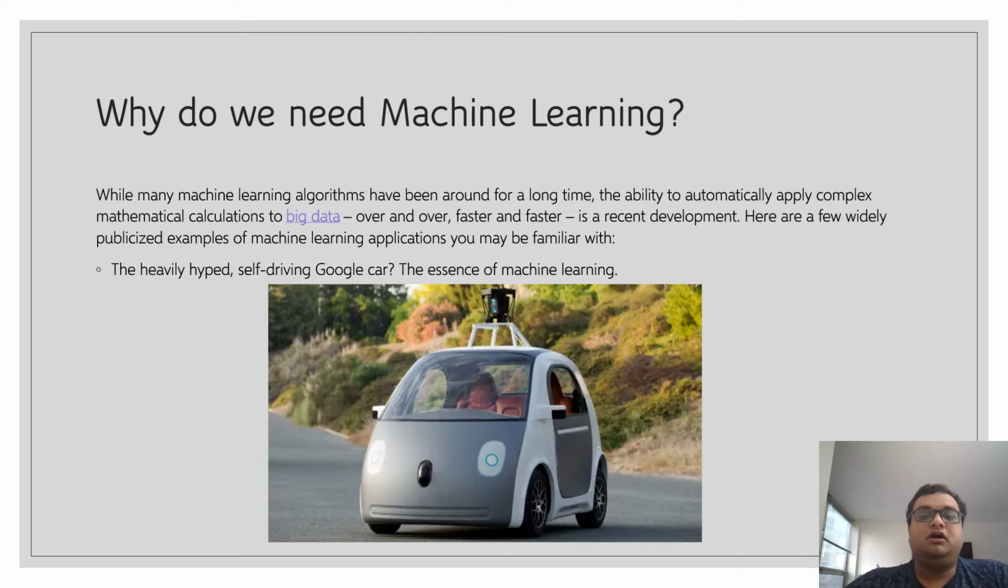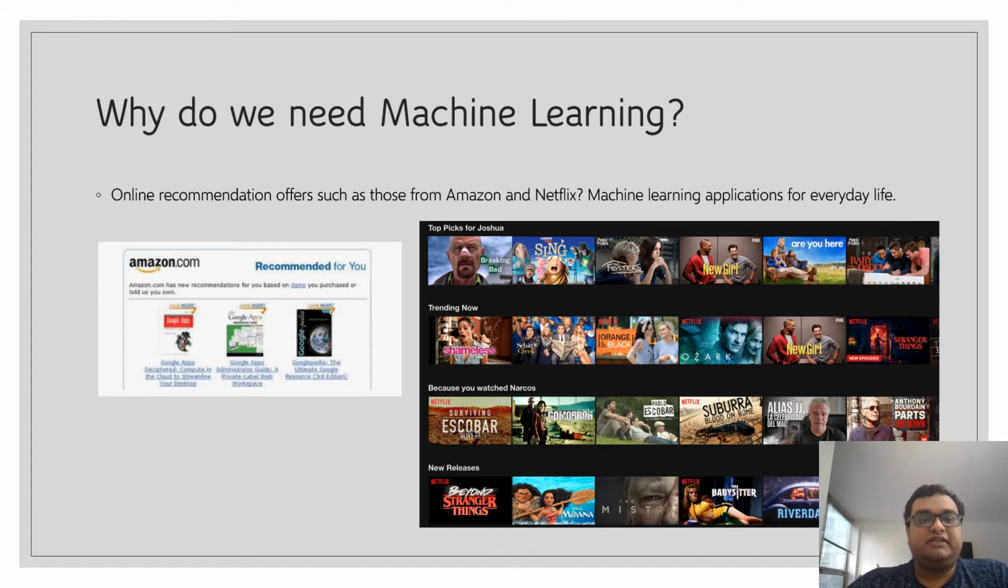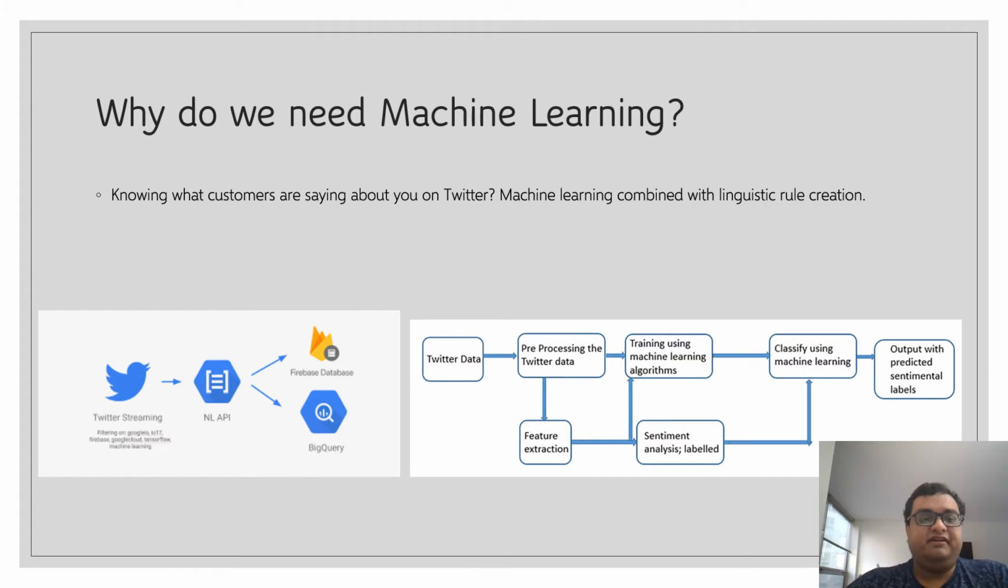So for example, a few widely publicized examples of machine learning applications that you may be familiar with are the Google self-driving car. This is the essence of machine learning. Then you have online recommendation offers, such as those from Amazon or Netflix. Like these are machine learning applications for everyday life. And then knowing what customers are saying about you on Twitter is machine learning combined with linguistic rule creation.